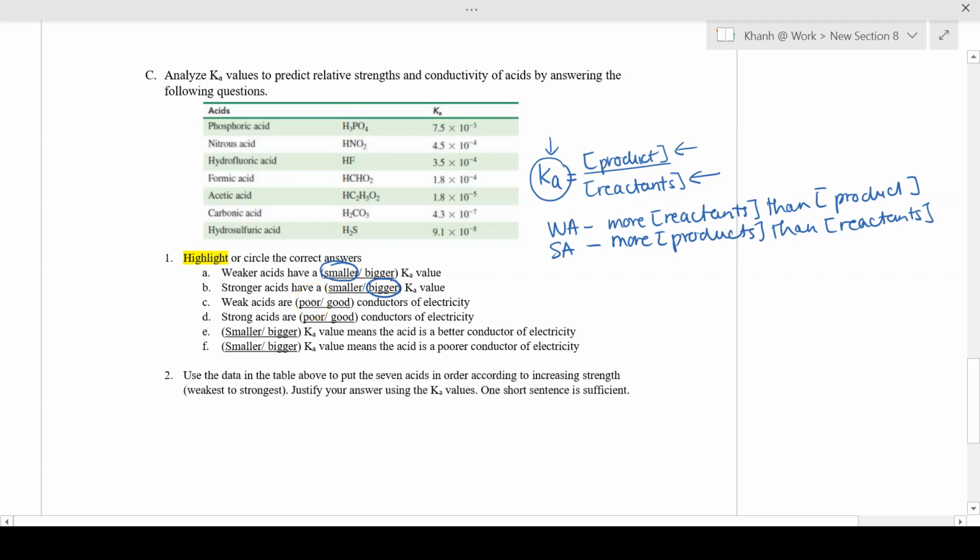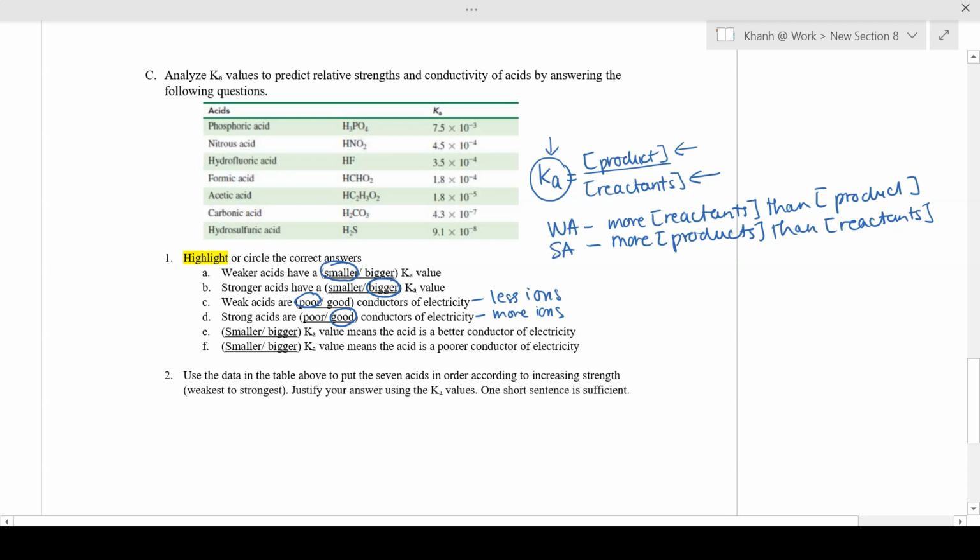Let's look at C. Weak acids are poor or good conductors of electricity? Well, remember that the more ions you have in the solution, the better the conductivity is. So weak acids dissociate only partially, meaning that there's not a lot of ions floating around, and that would make it a poor conductor of electricity. So I'm going to say poor, and then vice versa, strong acids would make good conductors of electricity because there are more ions. So actually, just write this down so then we can use that as a reference.